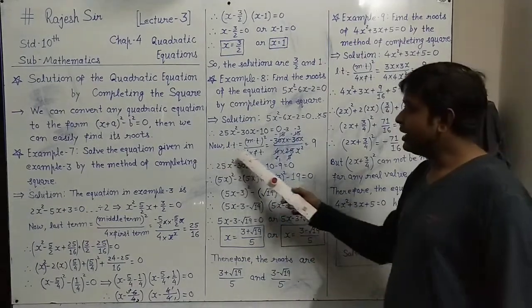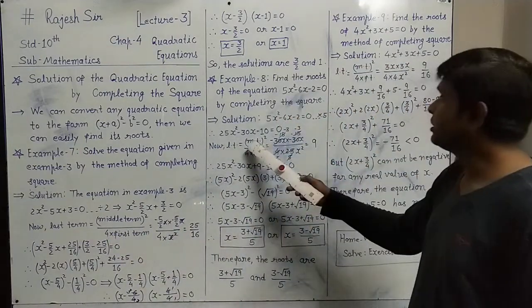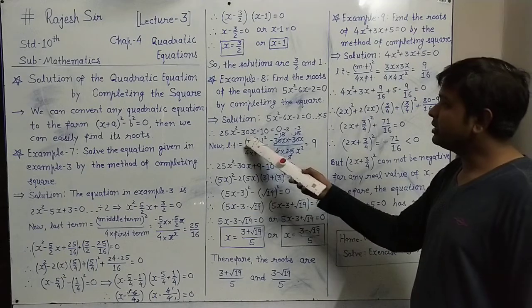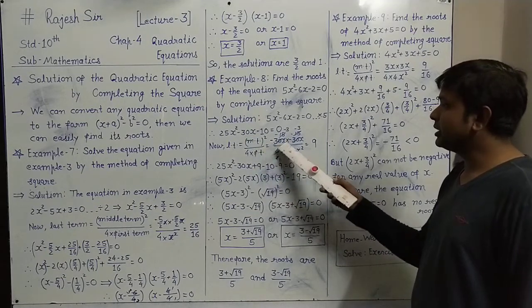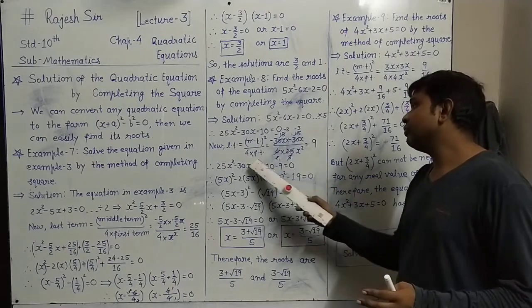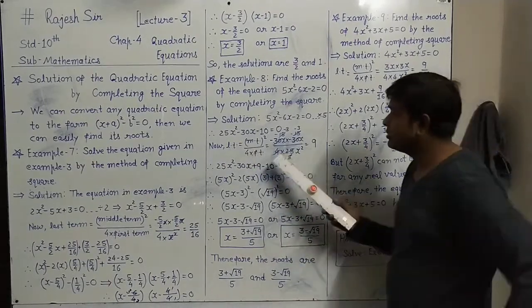Now again the last term formula we will use here: middle term whole square upon 4 into first term. Because the middle term is minus 30x here, its whole square means minus 30x multiplied by itself, and down there 4 into first term is 25x square. Now cancellation is done.